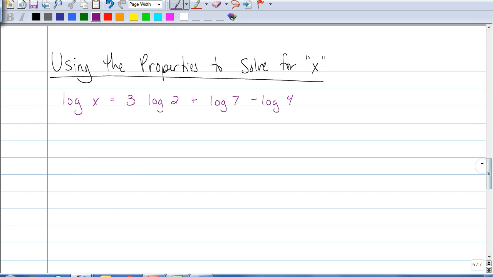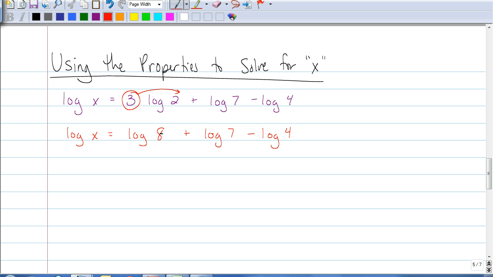So for this problem, that's what we see here. We see this 3 parked in front of this logarithm. That means that 3 is an exponent for the 2. So I'm going to rewrite this as log of x equals the log of 2 cubed plus the log of 7 minus the log of 4. Now 2 cubed, to save us some writing here, is the same as 8, because 2 times 2 times 2 would give us 8.